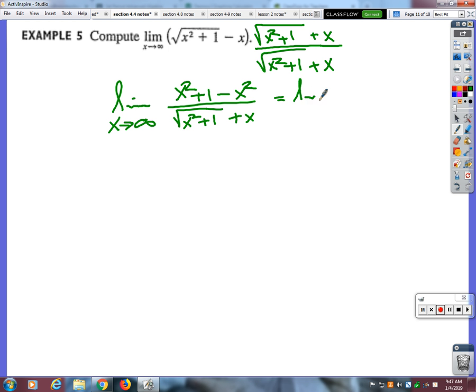Right, so then this comes out to be good because the x squareds cancel. So this is 1 over that equation. And what is that going to work out to be? What's the theorem that we've been using? It is 0, because 1 over increasingly large number ends up being 0. Okay?